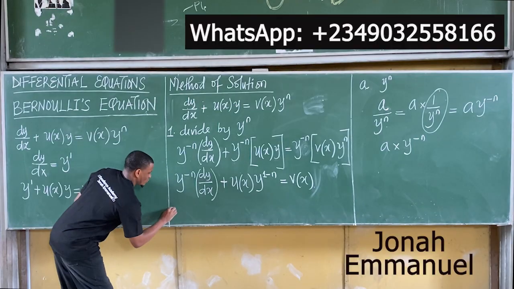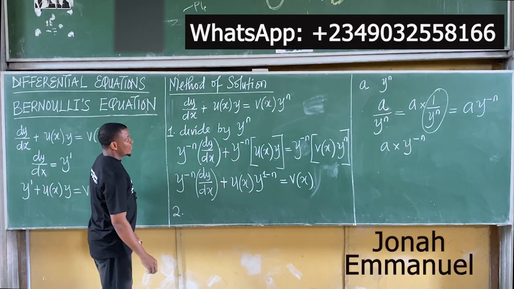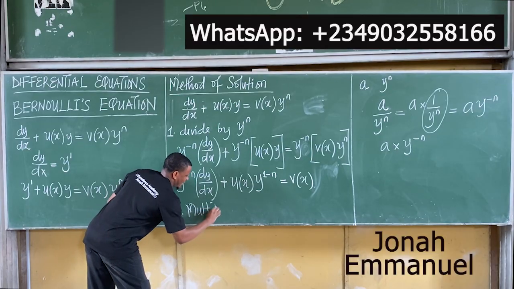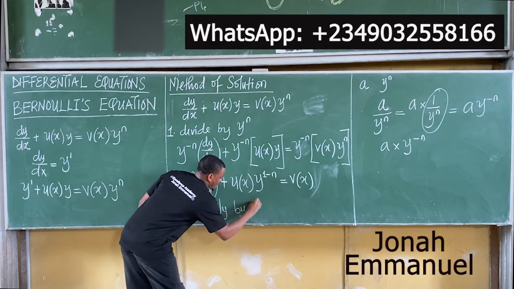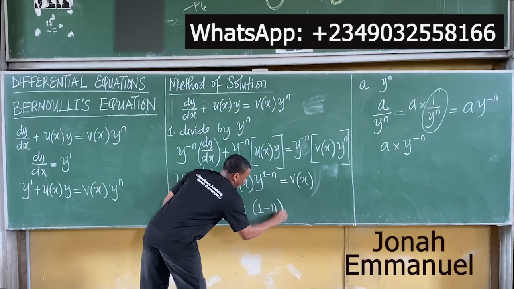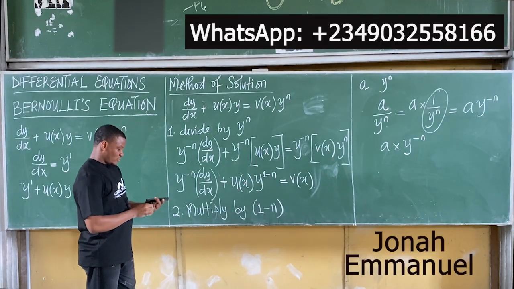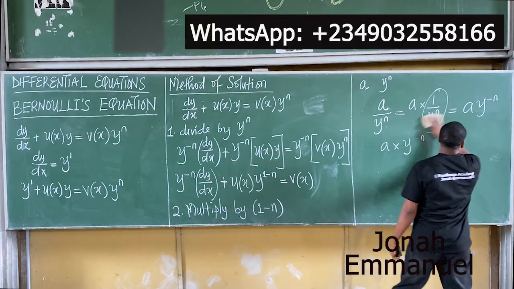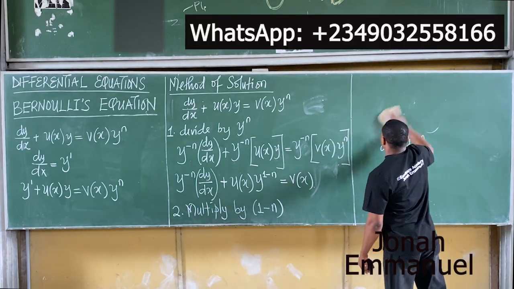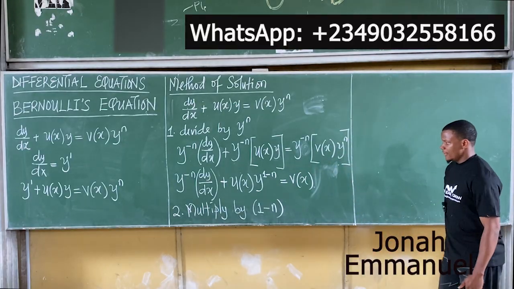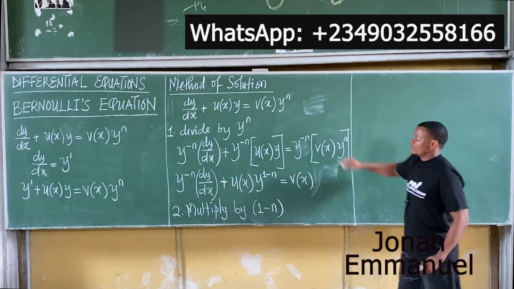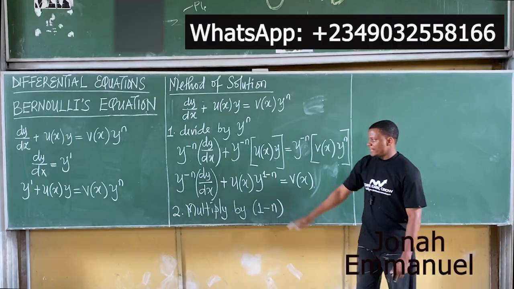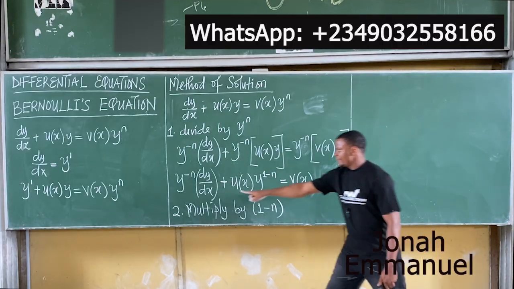Step 2, multiply 2 by 1 minus n. Please take notes. Just follow my steps, this would help you solve it better. Multiply 2 by 1 over 1 minus n. So whatever you have here, you get 1 minus that value, then multiply through this equation by it. So multiply everything through by 1 minus n.